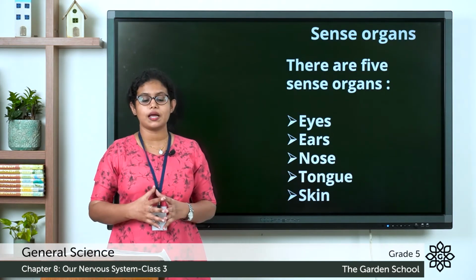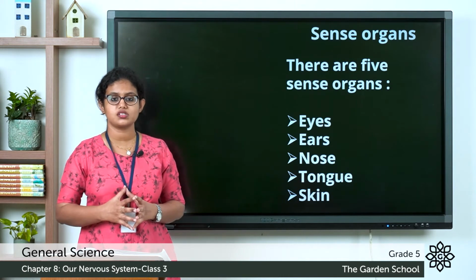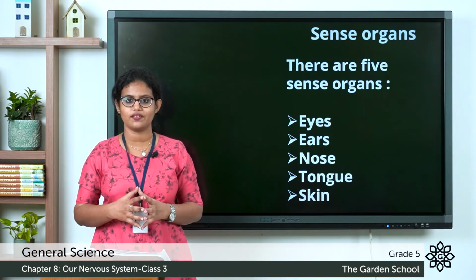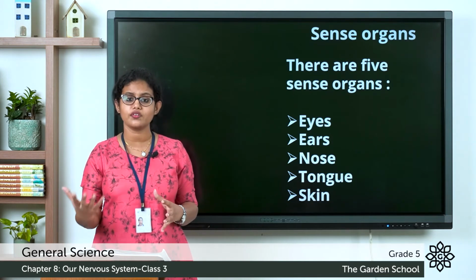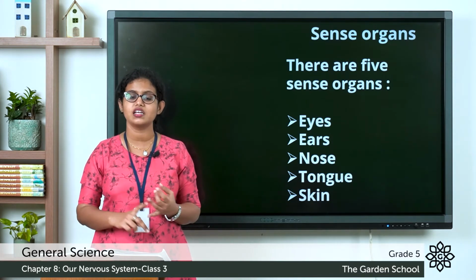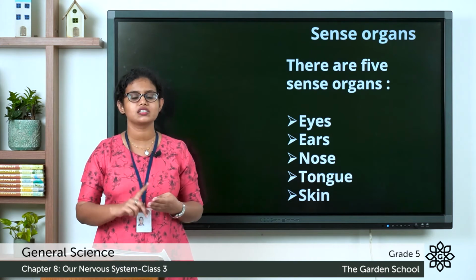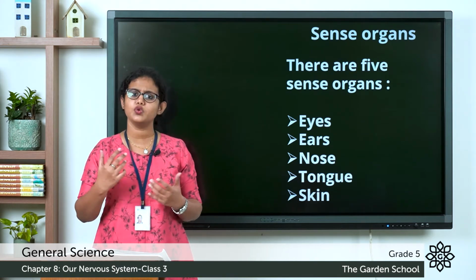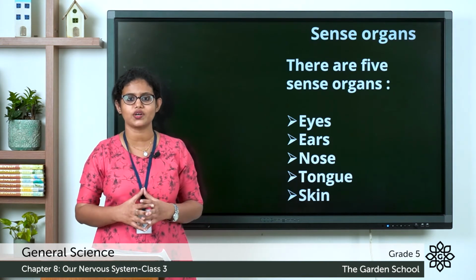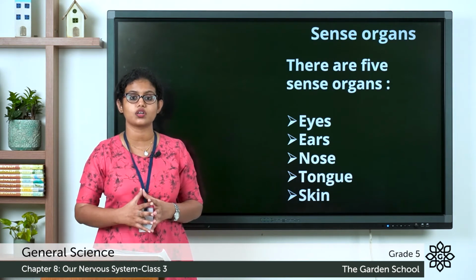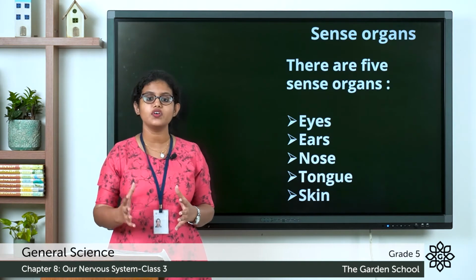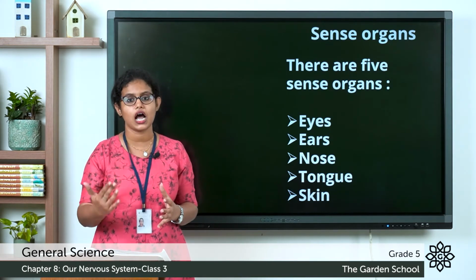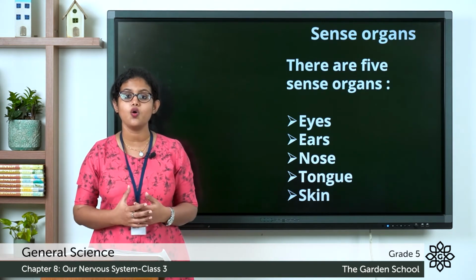Now let's discuss sense organs. How many sense organs do we have? You all know we have 5 sense organs. Which are the 5 sense organs? Eyes, ears, nose, tongue and skin. And do you know which is the largest sense organ? The largest sense organ is our skin. Today we are going to learn about the first sense organ, that is the eyes. So let's see how it works.